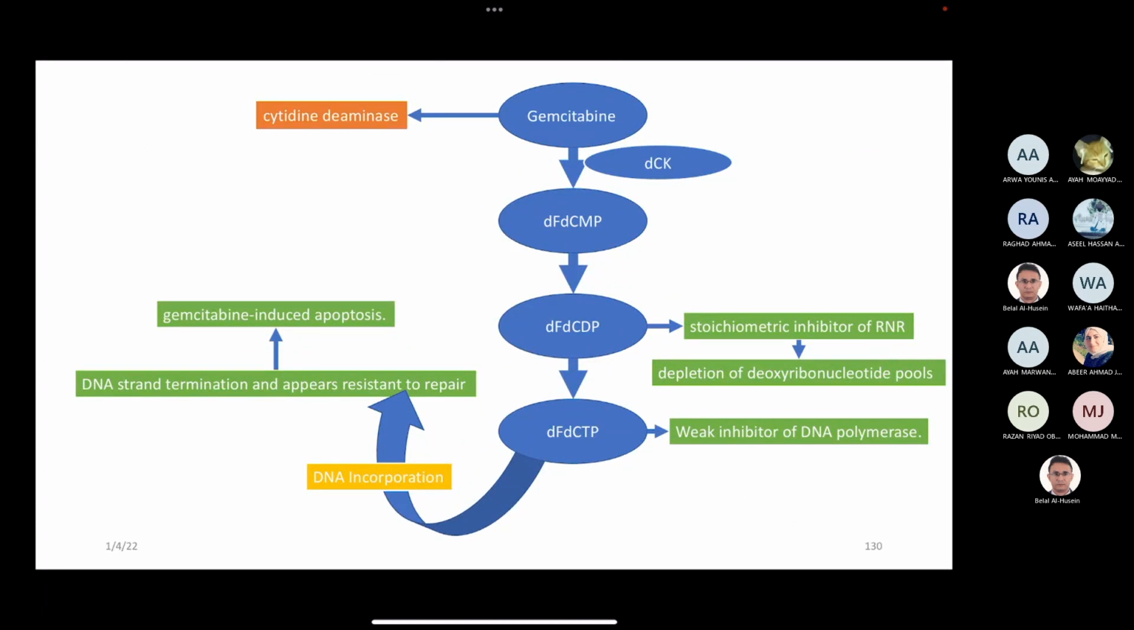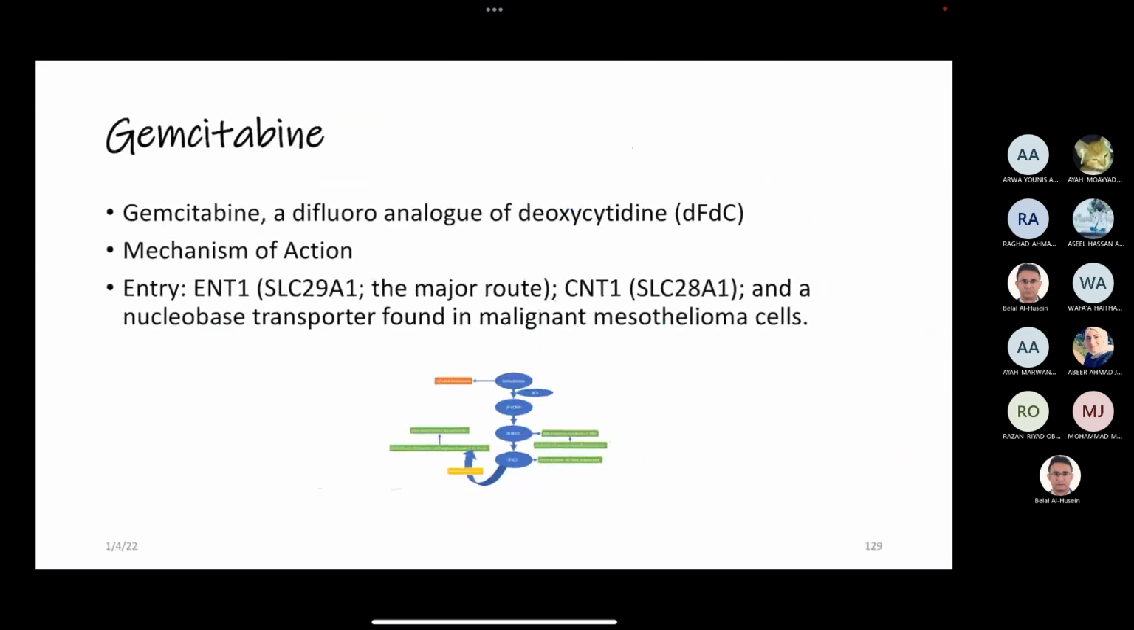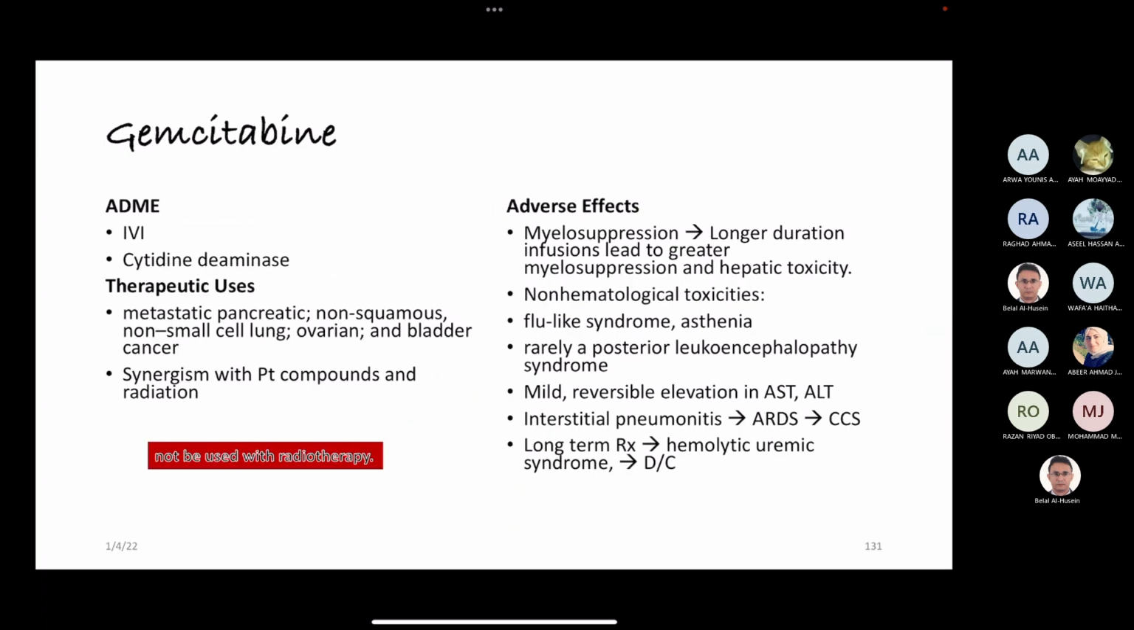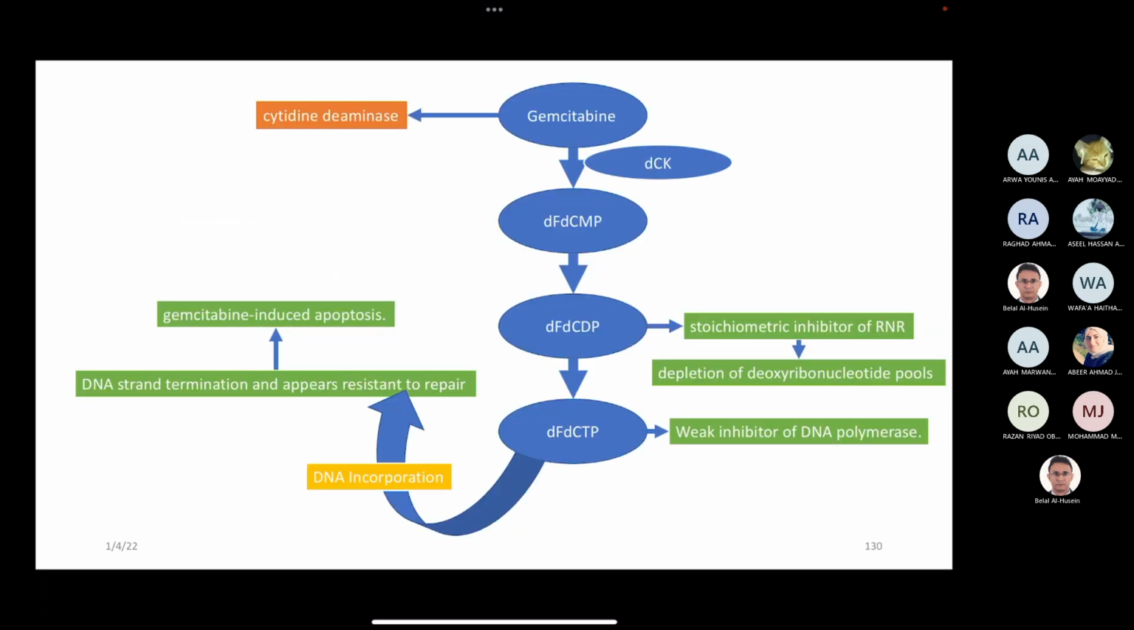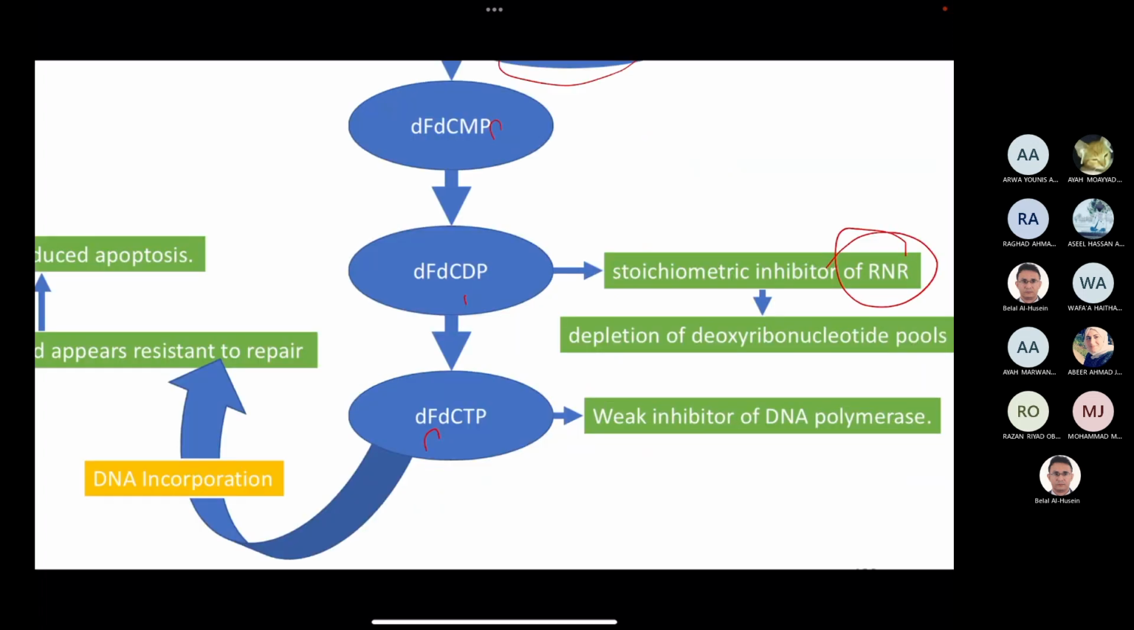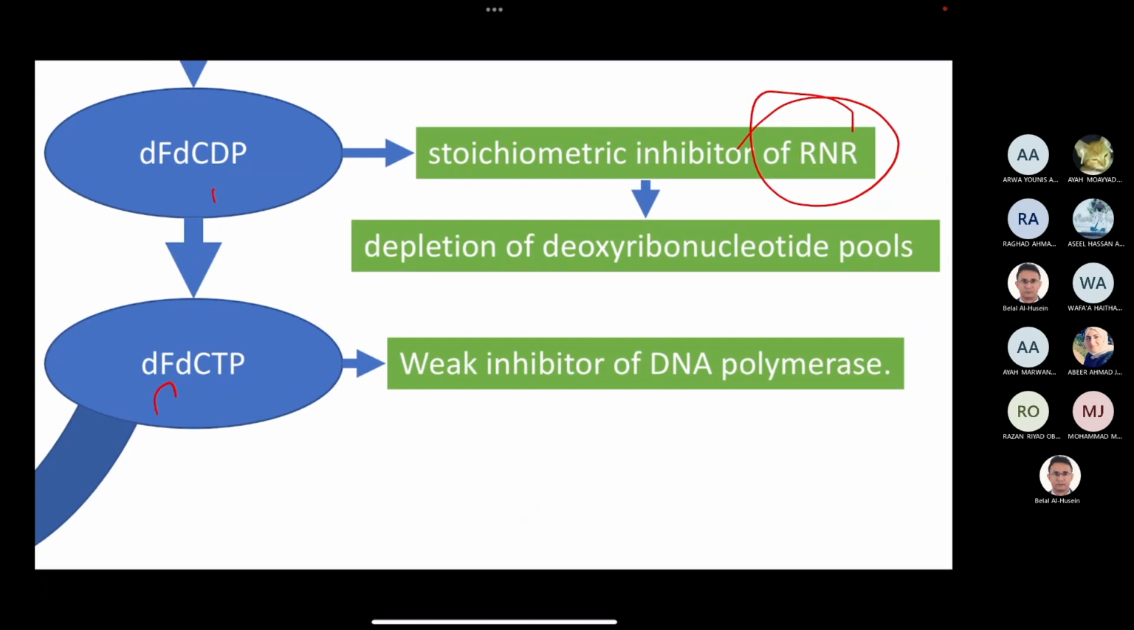So it's a difluorinated analog of cytidine. This drug undergoes, as you can see, monophosphorylation by deoxycytidine kinase to the mono, di, and triphosphate. The diphosphate inhibits the ribonucleotide reductase enzyme, which depletes deoxyribonucleotide pools, or formation of DNA. And the triphosphate inhibits DNA polymerase.